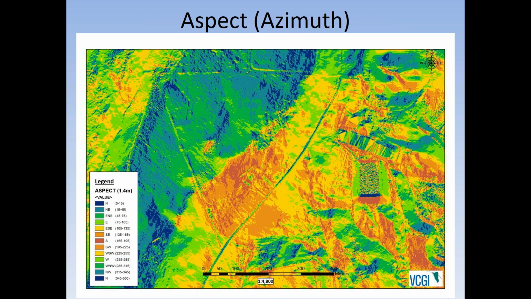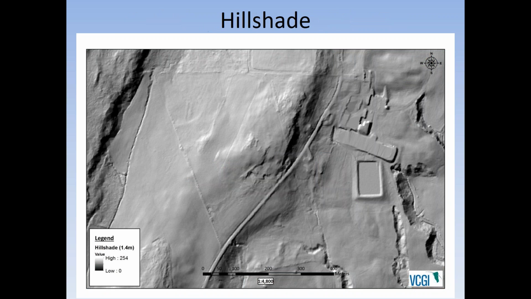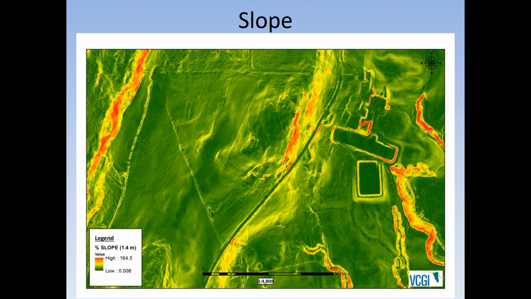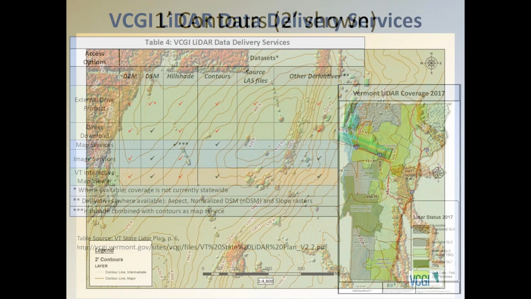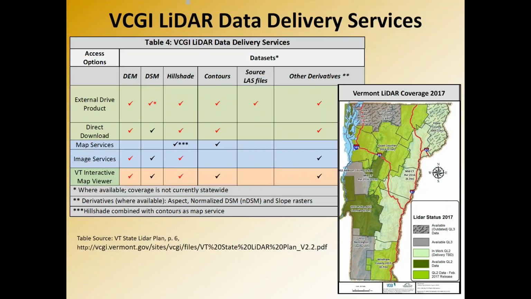And we can get all kinds of useful derivatives like aspect, hillshade, slope, contours. This slide was made a while ago, so there's 2-foot contours in it, but we do have 1-foot contours now for 50% of the state, and eventually for the whole state here in the next couple of years. And this is the overview I was talking about.